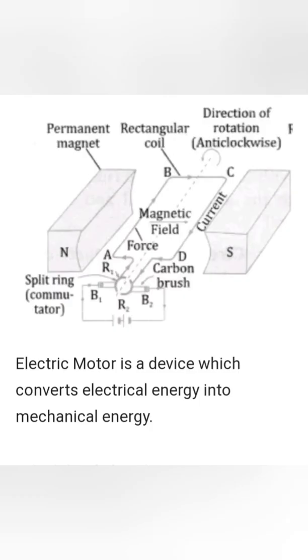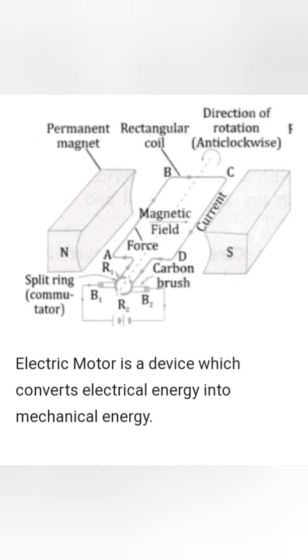Here you can see the diagram of a motor. It is based on the principle that when a rectangular coil is placed in a magnetic field and current flows through it, a force acts on the coil which rotates it continuously till the current flows in it. Maximum force will be applied when the current carrying coil is placed perpendicular to the magnetic field.